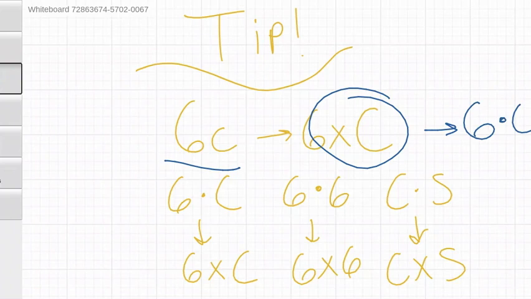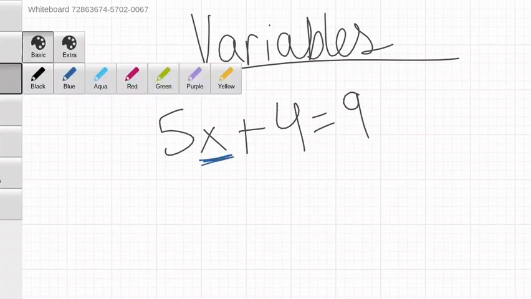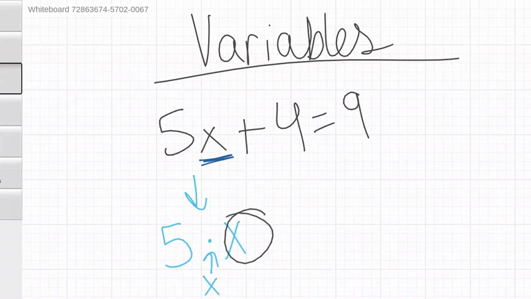So if we had an equation like 5x plus 4 equals 9, what would be our variable? Well, since x is the only letter, and we know that 5x is just 5 dot x, where our dot is the multiplication, and x is our unknown number, then we know that x is our variable.